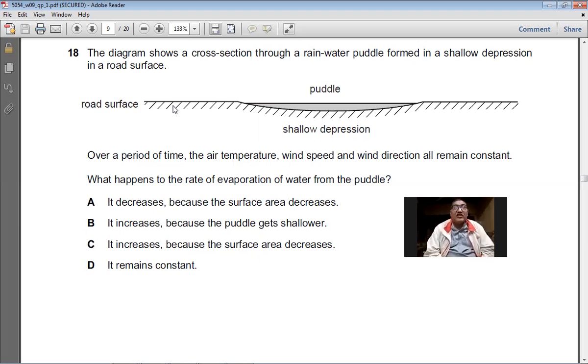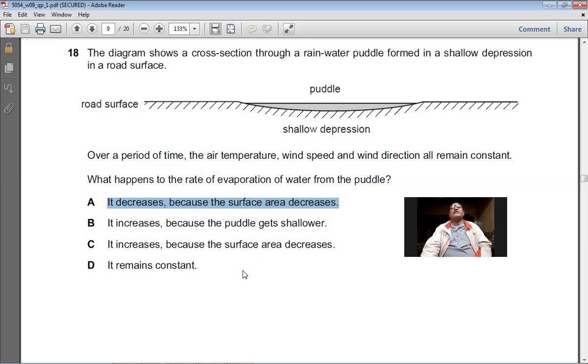You see, from the puddle the water will evaporate. The volume of the water will become less and less. So the level of the water in the puddle will go down, because from the top the puddle is wide, but as you go down, the puddle becomes less and less wide. So the surface area of the liquid will decrease as the water evaporates. When the surface area becomes smaller, the rate of evaporation of the water from the puddle will also decrease. A is the best option.